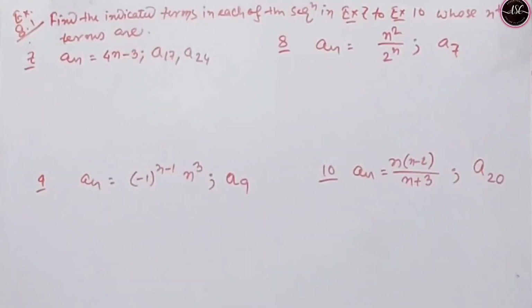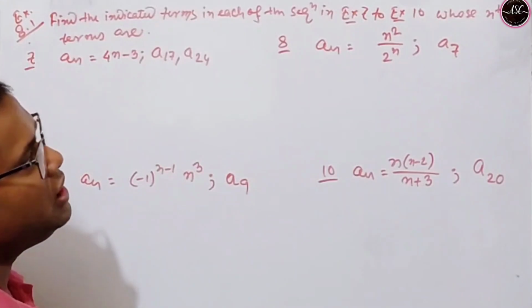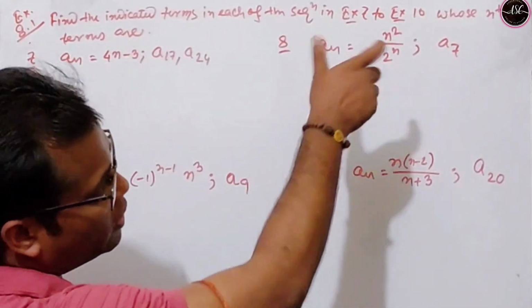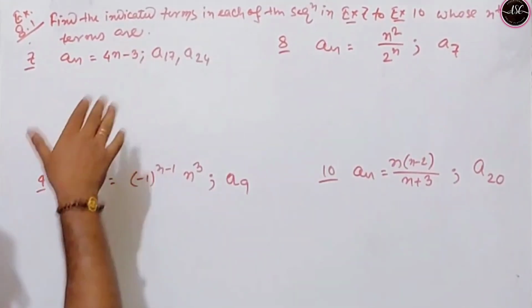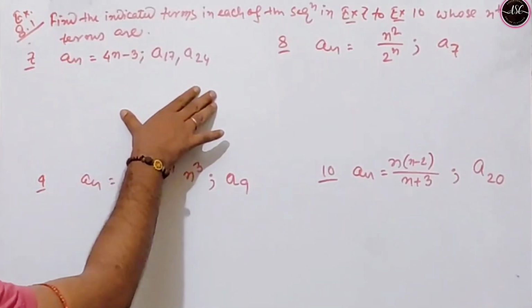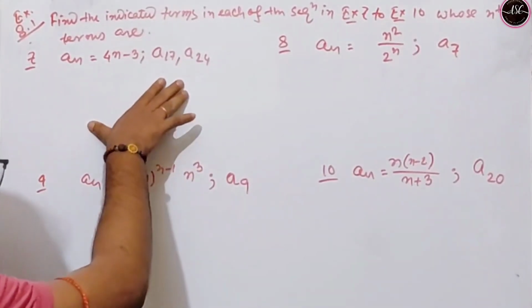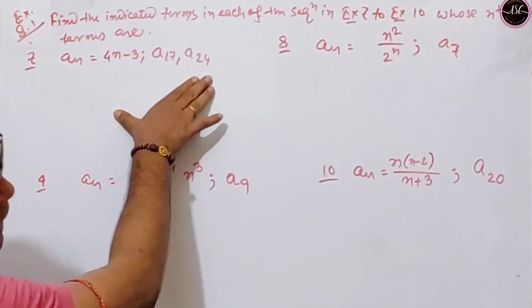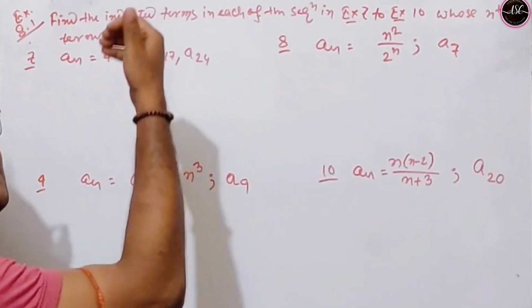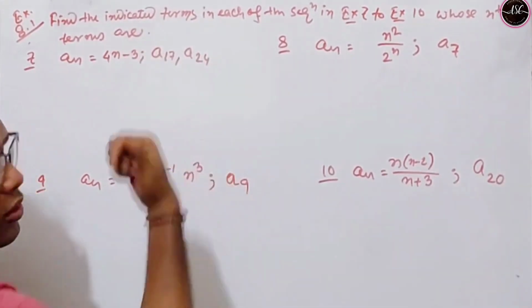Okay, let's look at this question. Find the indicated term in each of the sequences in exercise 7 to exercise 10 whose nth term is given. Here an is equal to 4n minus 3. We have to find A17 and A24, that means the 17th term and 24th term.